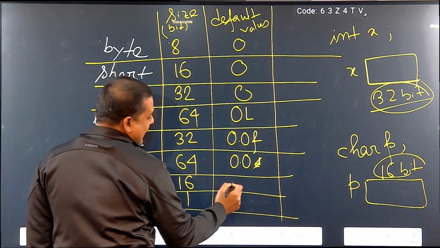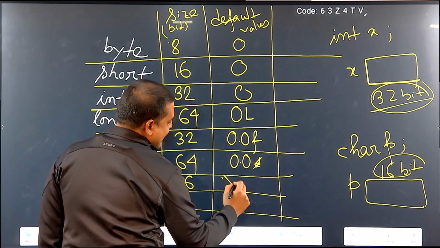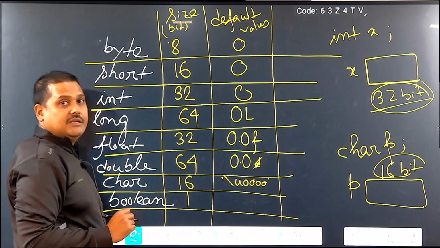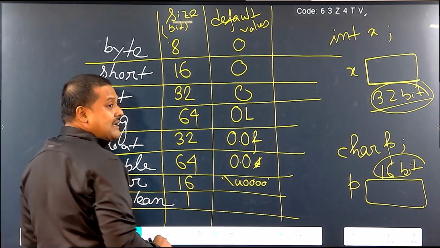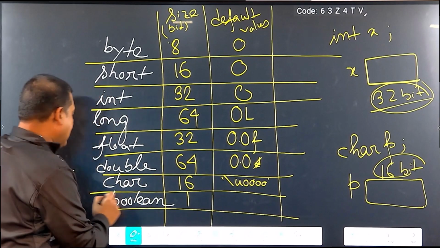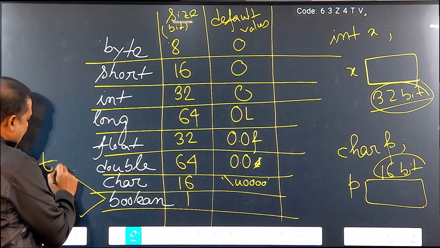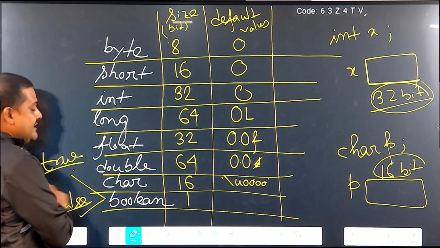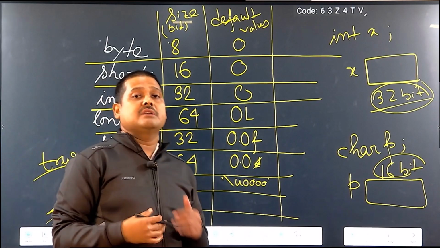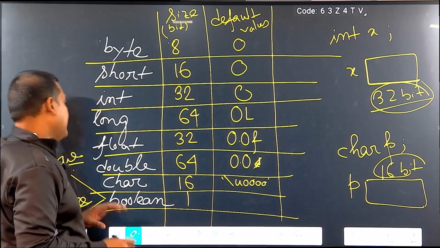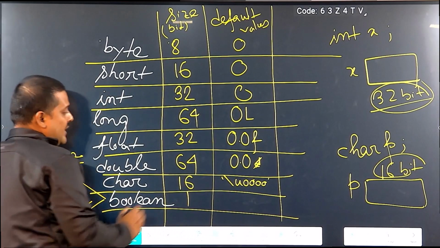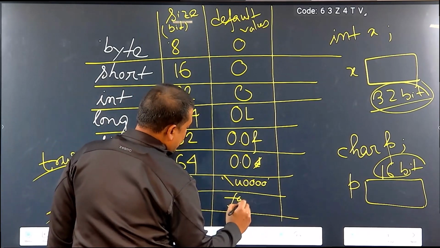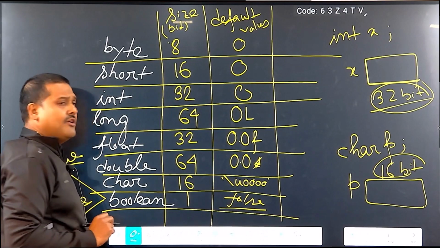Character has a special default value, which is \u0000. This is the value it is holding. Then comes Boolean. Boolean can have only two different values, one is true and another one is false. By this we generally check conditions, wherever some condition needs to be checked, and with the help of this value we initialize it. By default the value of Boolean is false. These are the default values.